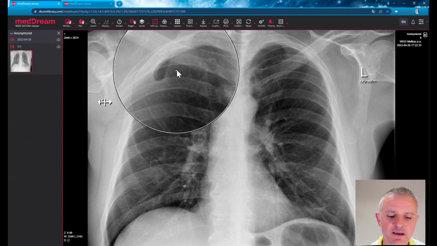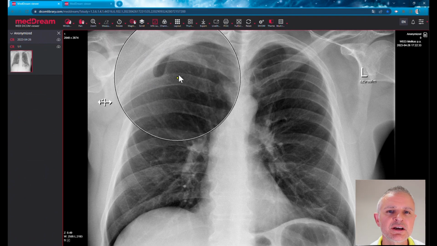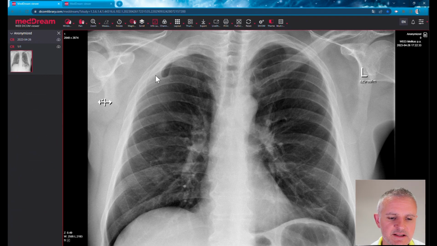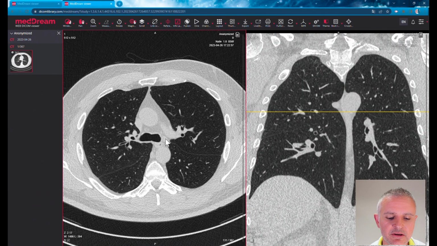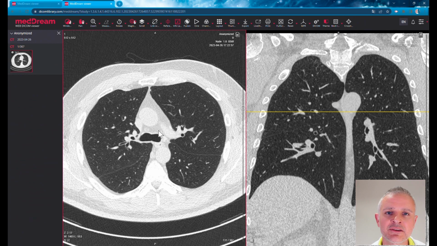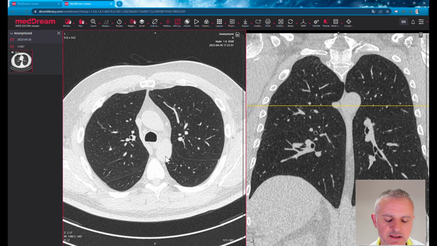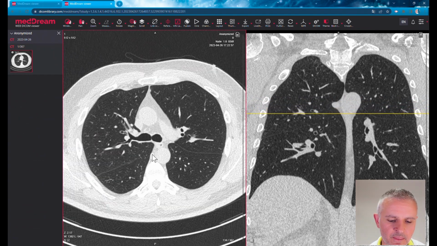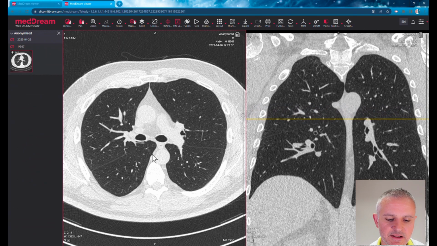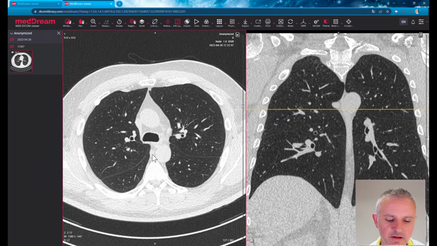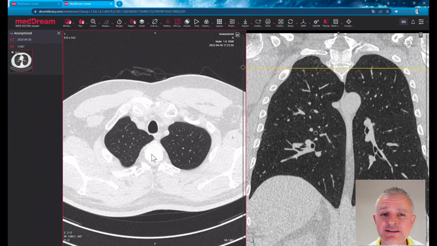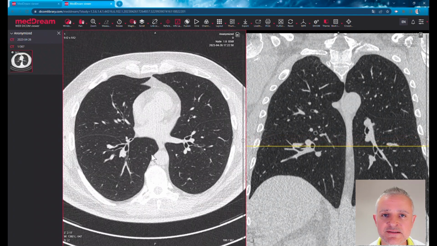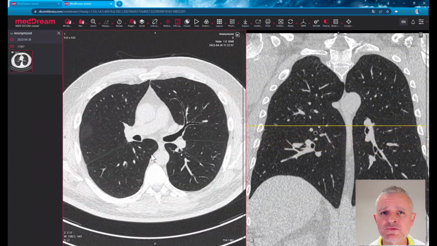Also note this lucency up here in the apex, which is not a true lesion, rather it is a developmental variant. Let's take a look at the CT now. Here I'm showing you the axial and the coronal lung window series. And if we scroll through this stack of images, here we are at the level of the carina, here at the lung apex, and there's actually no parenchymal lesion that could have caused that opacity, which is good news for the patient.